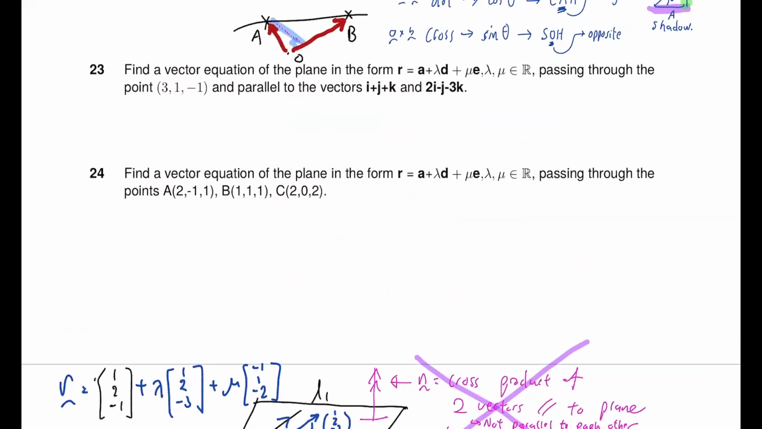Question 24. Find a vector equation of the plane in the form blah blah blah passing through the points A, B, C. Can I leave this to you? Yeah, can. A, B, and C. Just figure out what you need to solve this.